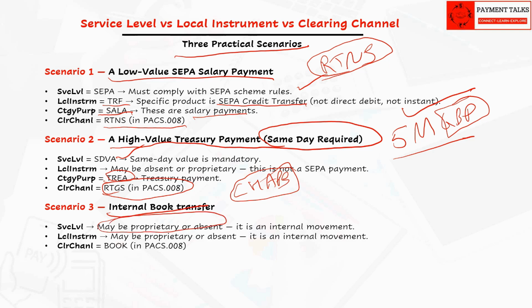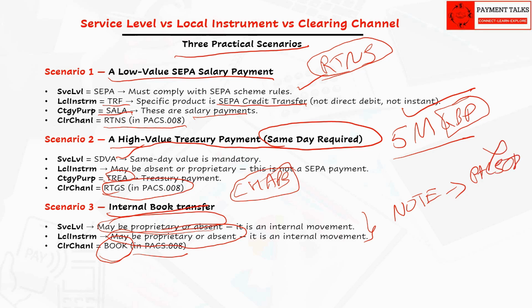It is an internal movement. Local instrument may be proprietary or absent. It is an internal movement. Clearing channel is equal to BOOK in PACS.008. No external clearing needed. HSBC simply moves the balance between two internal accounts. No TARGET2, no CHAPS, no network fees. Please note, as this is a book payment, no PACS.008 is actually generated to be sent out by HSBC.